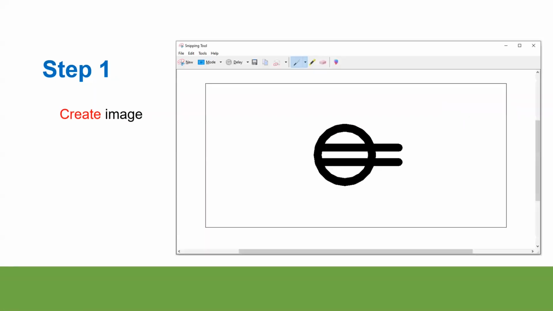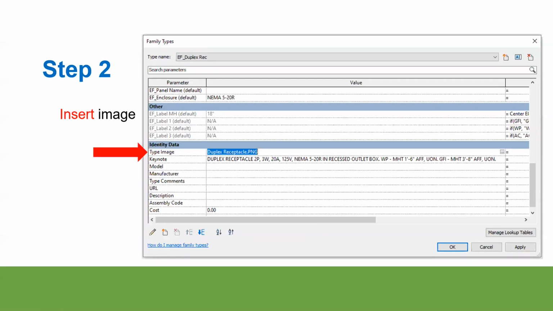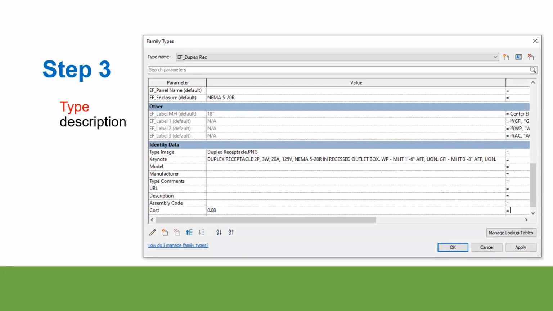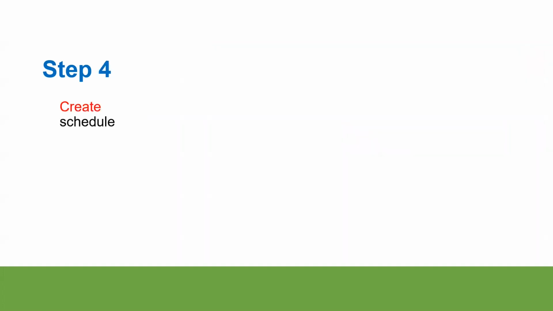So remember the 4 steps. Step 1, create an image using the snipping tool and then use Microsoft Paint to edit the image. Then step 2, insert the image to the family it belongs to. Then step 3, add a short description of the symbol. And then step 4, create a schedule.